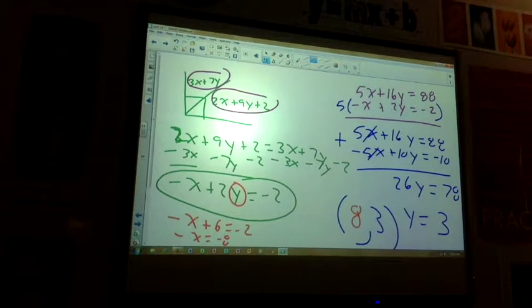Couldn't you have also done 3x plus 7y equals 45 in the same thing? I guess you could have, yeah, because you know they bisect. And that should have been the same exact answer, too, right? Sweet. Thank goodness.